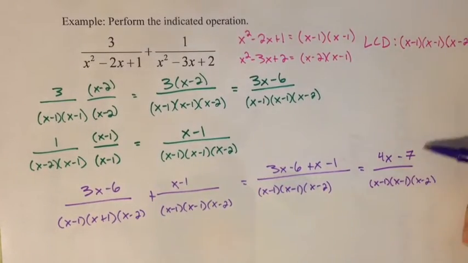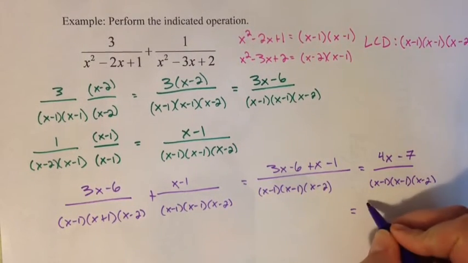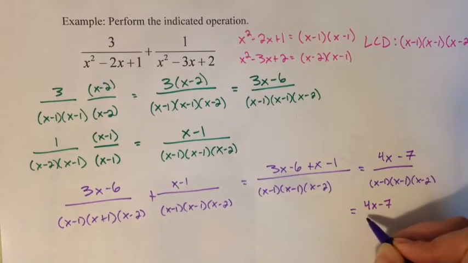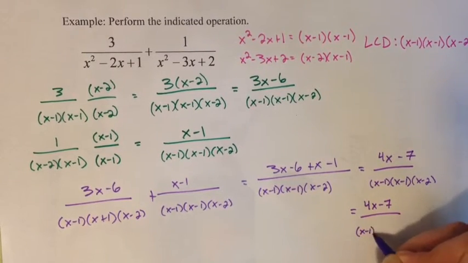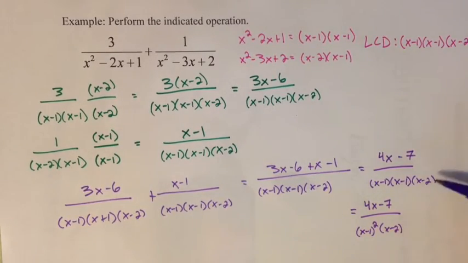Now I look at my numerator and notice that it can't be factored, so this is as simplified as it gets. However, you might notice that a problem like this could be written as 4x minus 7 over x minus 1 squared times x minus 2, because that term is repeated. Either one of these is acceptable for your final answer.